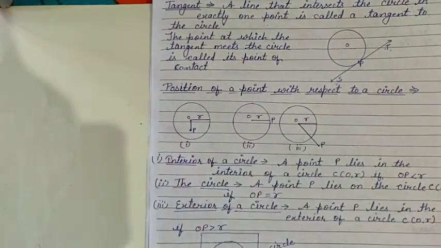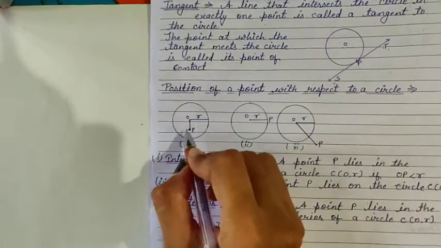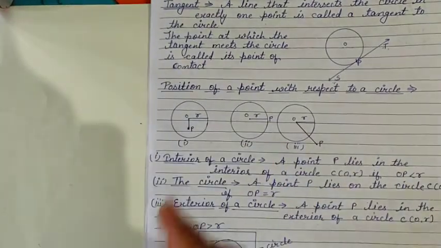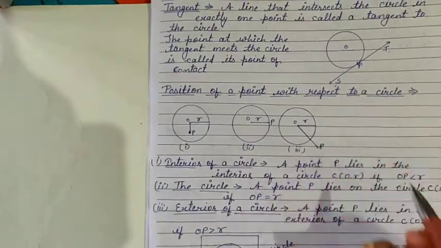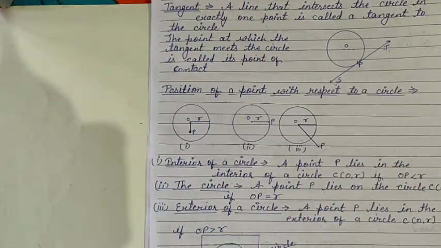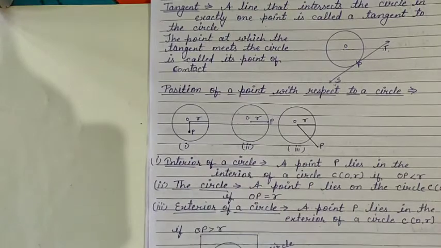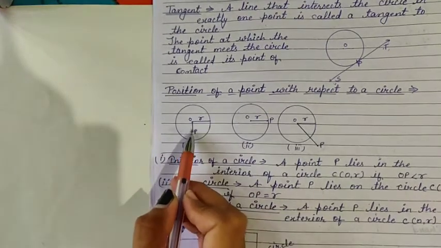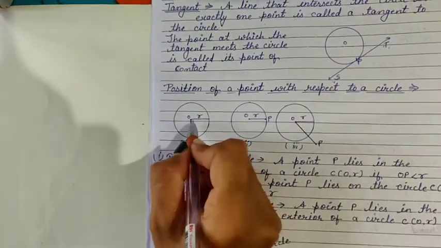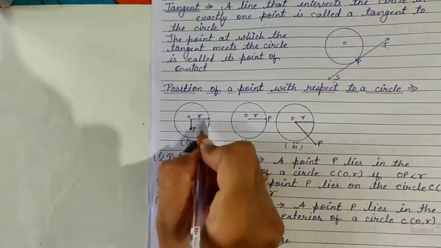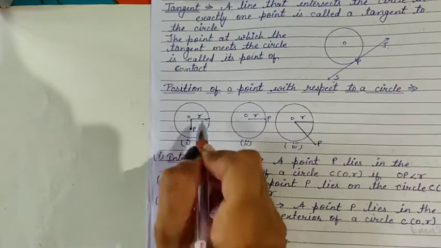These are 3 circles. This point P is inside of the circle, this is on the boundary of a circle, and this point P is outside of the circle. Okay, so first, interior of a circle. This point P is in the interior of a circle. Now students, you can see that this distance r is the radius of the circle.